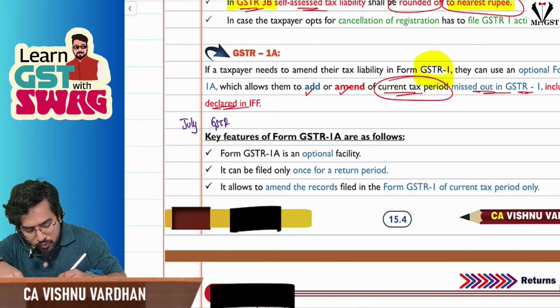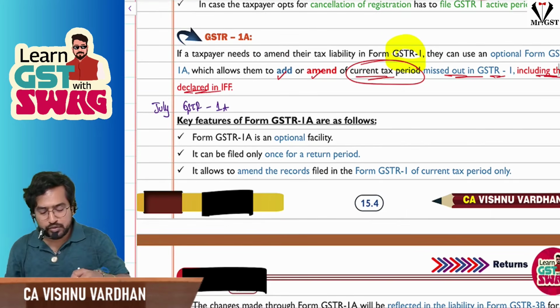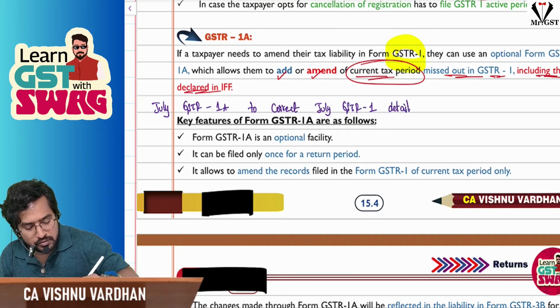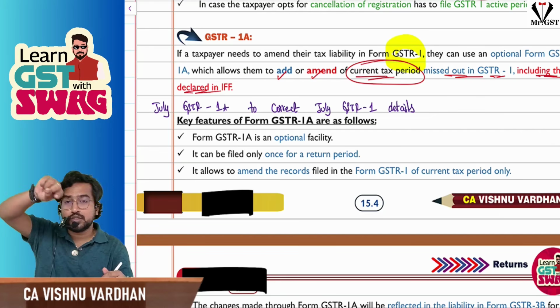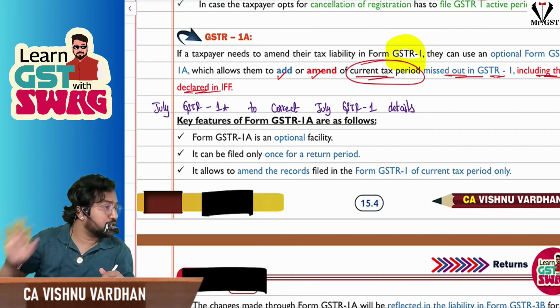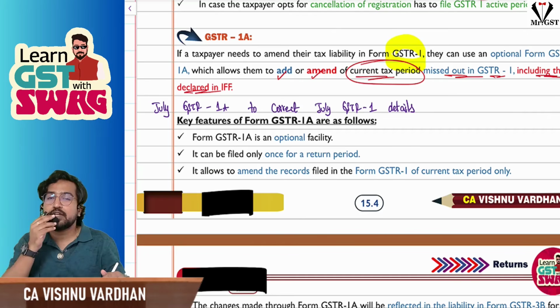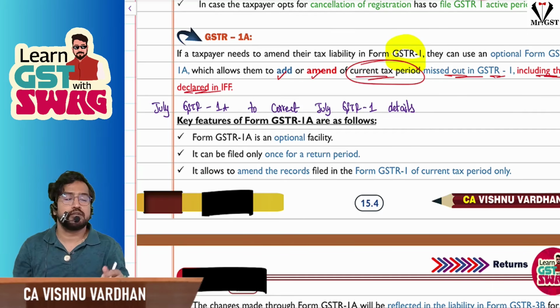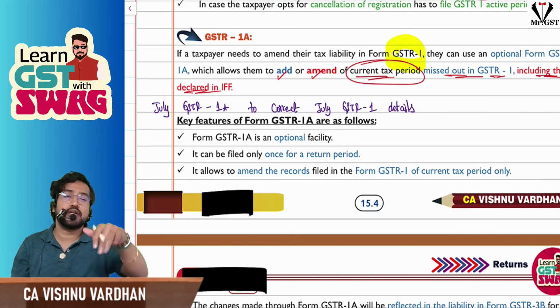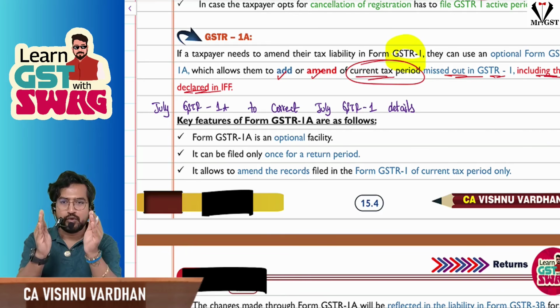That means, sir, July GSTR 1A is used for what? To correct July GSTR 1 details, not the details which you have filed in May GSTR 1. In May GSTR 1, I made some mistakes, sir. I want to rectify them using July GSTR 1A. You can do that using July GSTR 1 or August GSTR 1, but not any 1A. Whatever corrections you can do here is nothing but what, ma?